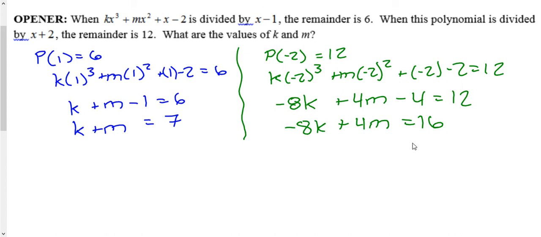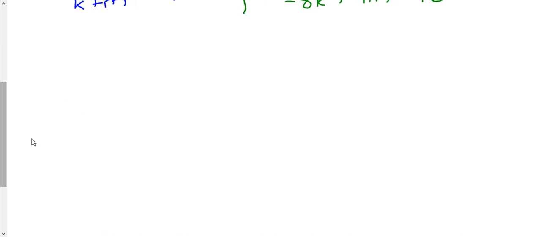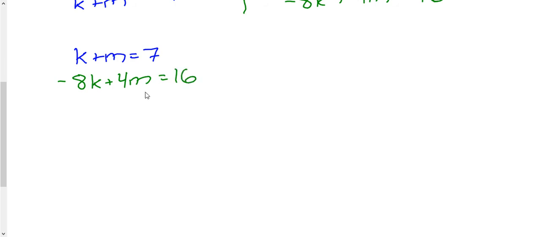From here, we're going to set up our systems of equations. So I'm going to double stack my formulas. So I have k plus m equals 7. That was the first one. And our second formula was minus 8k plus 4m equals 16. Here I'm going to eliminate one of these variables. The variable I'm going to eliminate is m. So I'm going to multiply everything here by negative 4, and let's see what we get.